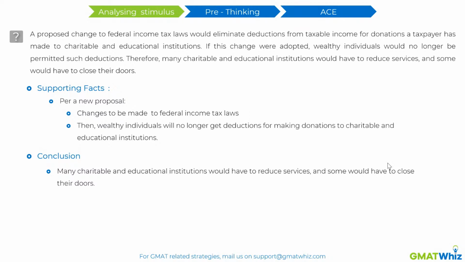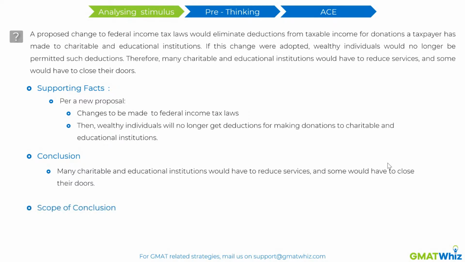So this step so far, I think most of you go through. I don't know with how much clarity you do this, whether you draw any inferences as you go along, whether you ask any questions. For example, I asked the question, what would happen if they were no longer permitted such deductions? That answer is not given. The answer that is given is charitable institutions would close. So there is a gap between wealthy people not getting deductions and charitable institutions closing down.